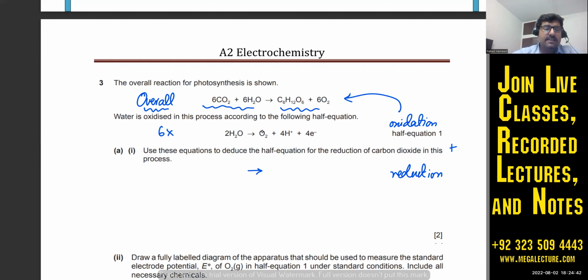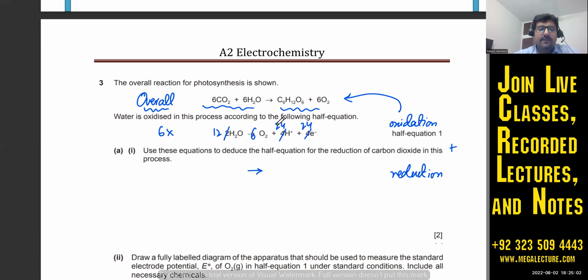So Alicia, is that point clear? We don't know this one yet, but I see 6 O2s over here, right? So that means this entire thing has to be multiplied by 6. So this will become 12, and this would become 24, and this would also become 24, right?